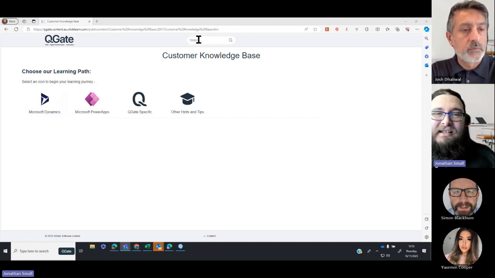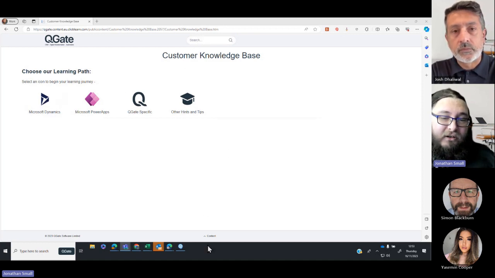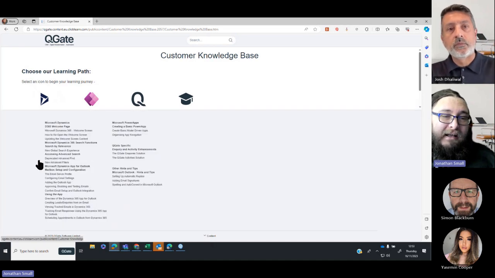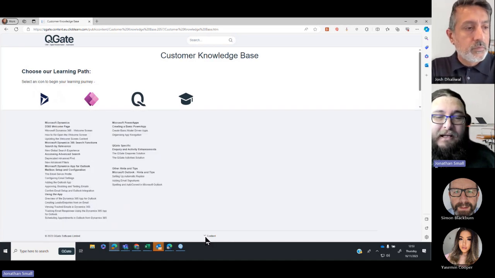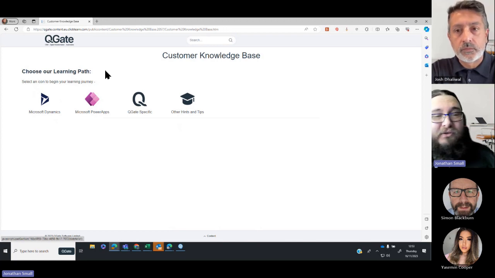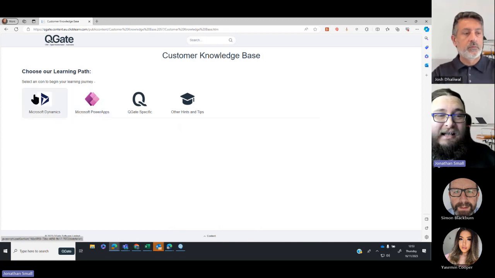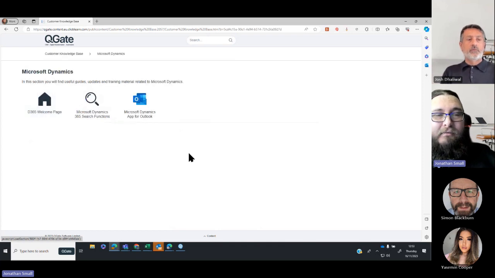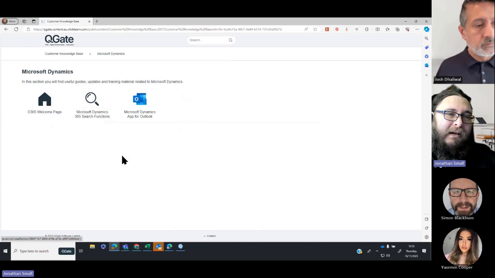You can see on here it is searchable. You can look at your contents on here and navigate to different areas of the platform. You can add information about what is in this platform to a greater or lesser extent, and then you can navigate through by the icons to different learning paths within the platform itself.